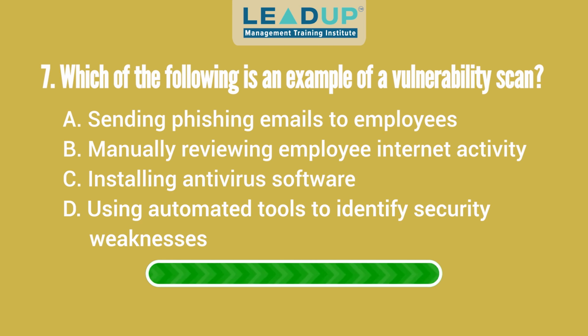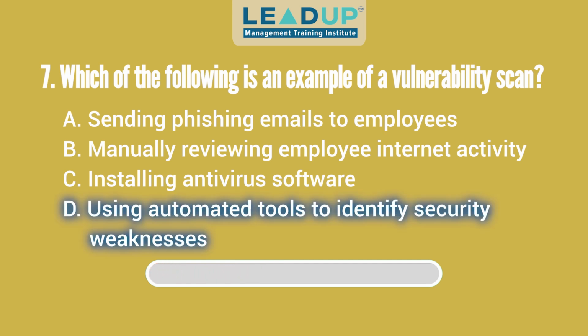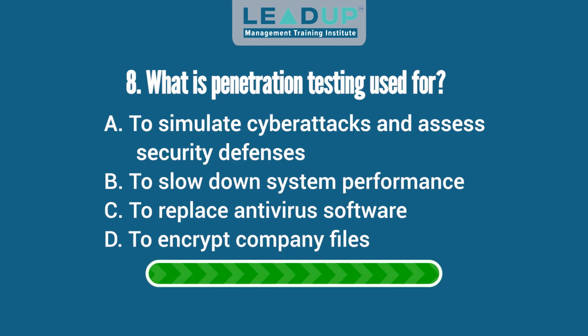A. Sending phishing emails to employees. B. Manually reviewing employee internet activity. C. Installing antivirus software. And D. Using automated tools to identify security weaknesses. Answer: using automated tools to identify security weaknesses. Question 8. What is penetration testing used for?